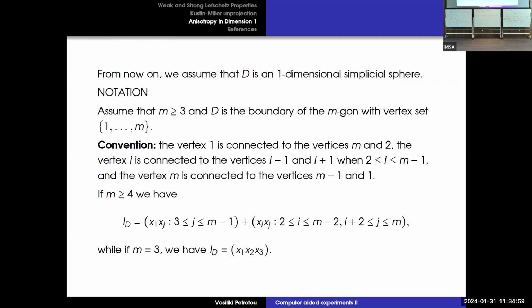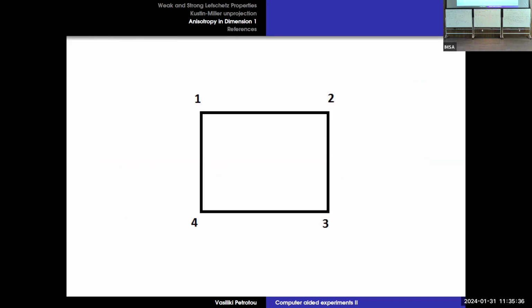Okay. Assume that n is greater than or equal to 3, and D is the boundary of the n-gon with vertex set 1 up to n. The convention is that 1 is connected to the vertices n and 2. The vertex i is connected to the vertices i minus 1 and i plus 1, when i is between 2 and n minus 1. And the vertex n is connected to the vertices n minus 1 and 1. Which means that we have this picture. 1 is connected to 2 and 4.